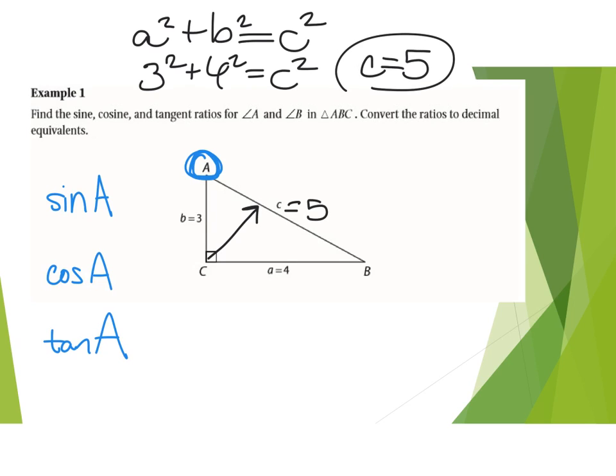And now we are ready to roll. Let's go back to our trig functions. Please look at your vocabulary list. It should be right above your example 1, and I'll just quickly write them out. Sine is opposite over hypotenuse.